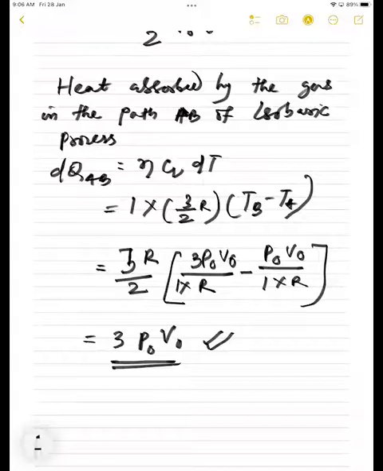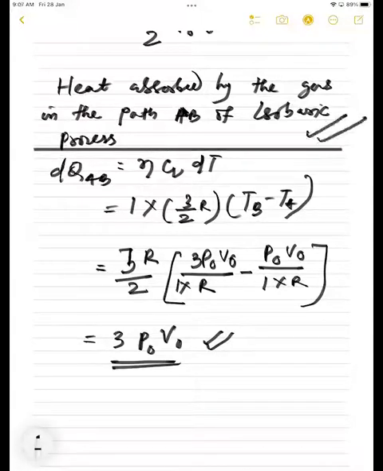nCp delta T, this is heat absorbed by the gas in the path of the isochoric process. No, this is for the first line, okay? But here the second bit, that is heat in the process A to B. This is not isobaric, students. This is isochoric because volume is constant, right? Understood? nCv delta T. All got?